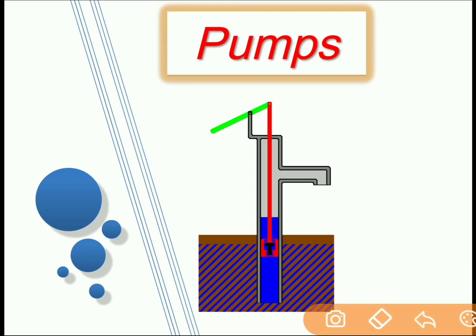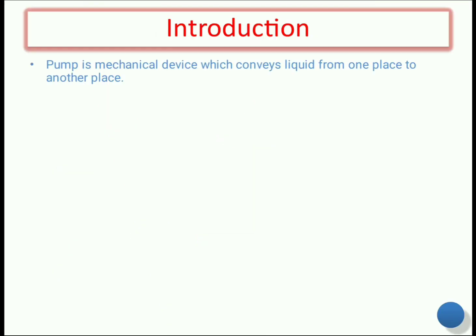Because of this reciprocating motion of the piston, the liquid is transferred from below the surface of the earth towards the surface. So this is how we are using pump to transfer the liquid from one place to another. Now let us understand pump in detail.